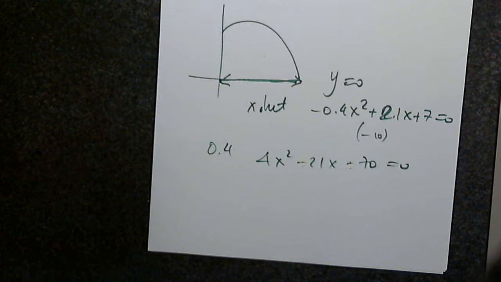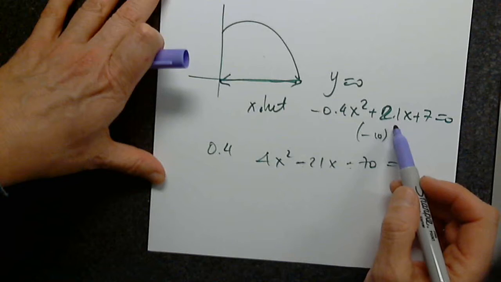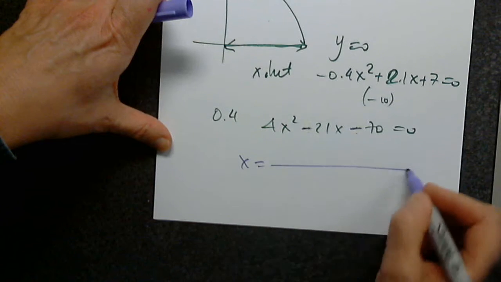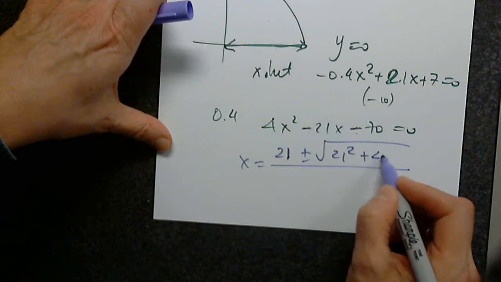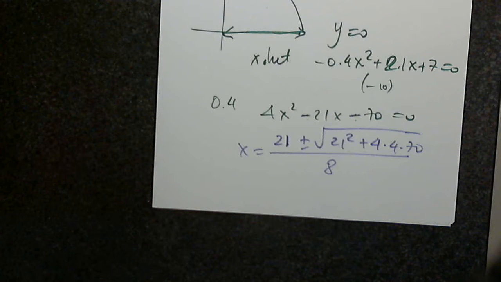So I multiply both sides by negative 10. This times negative 10, 2.1 x times negative 10, and then 7 times negative 10. And then you use the quadratic formula: 21 plus or minus the square root of 21 squared minus 4ac, 4 times 4 times 70, divided by 8. Is that good enough? I just didn't like that beginning because I thought it was changed, so I didn't make y 0, but yes, we have to make y equals 0, so we can find the x-intercept.